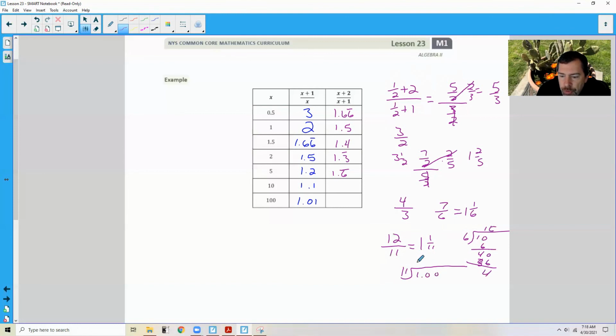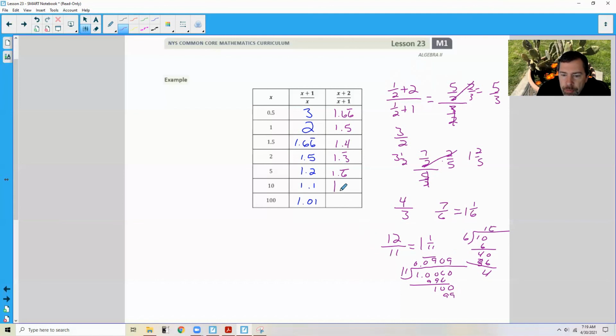11 does not go into 1. 11 does not go into 10. 11 will go into 100 9 times and give us 99 with a remainder of 1. Bring down the 0, it still doesn't go. Bring down another 0, and there's 100. 9 times 11 is 99. So you see what's going on here. We have a 1.09 repeating.